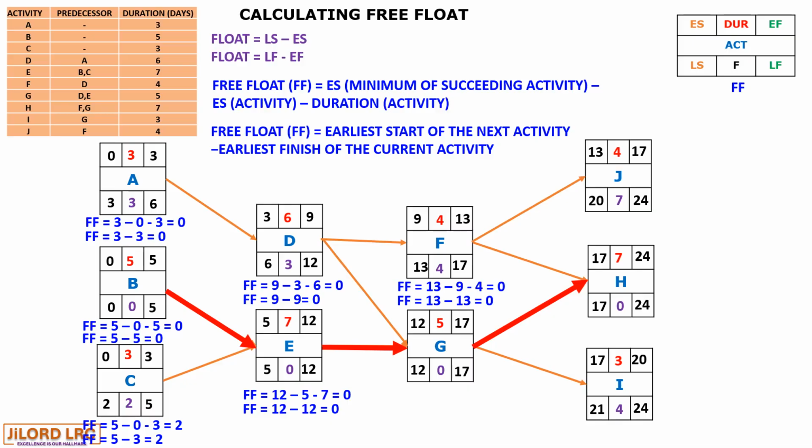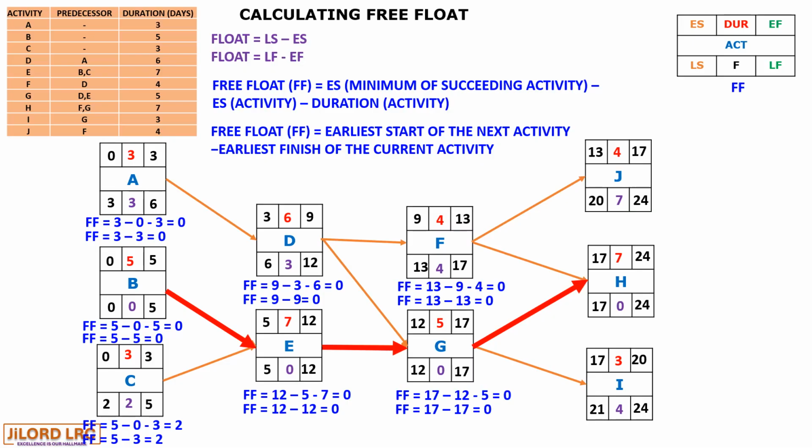Now let's look at activity G. Activity G comes with 17 as the early start of the succeeding activity, that is H, minus 12 minus 5, giving us 0, or 17 minus 17, giving us 0.